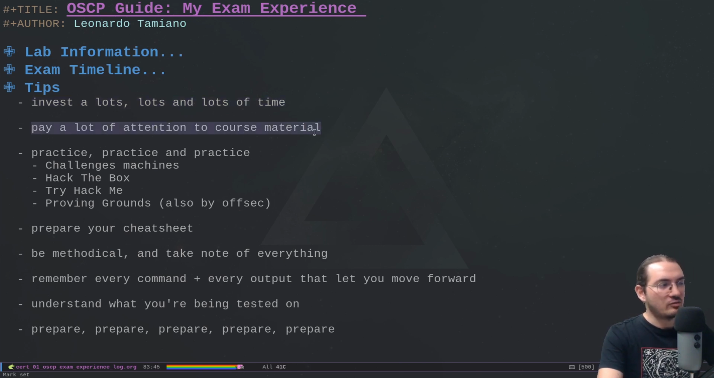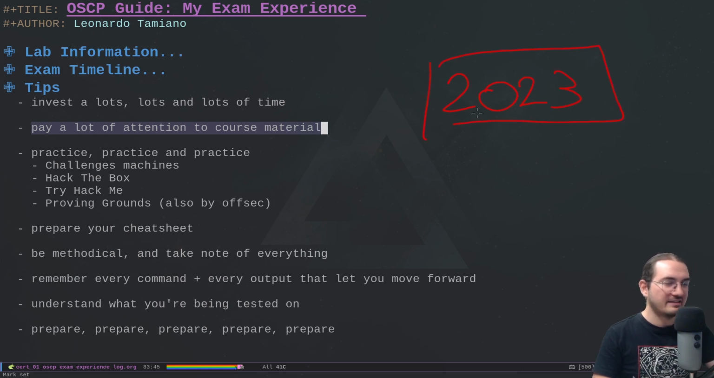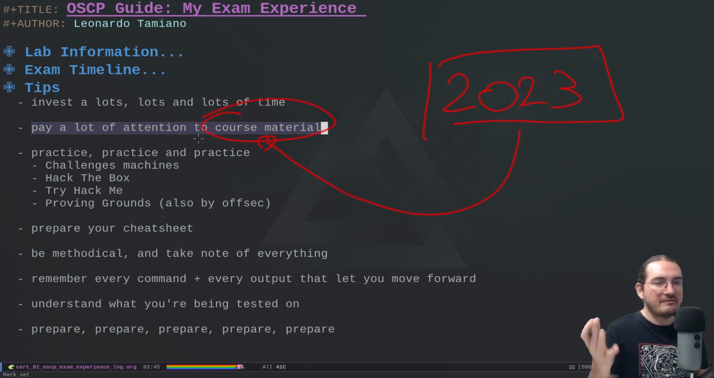Now, the second tip is to pay a lot of attention to the course material. Now, OSCP has seen various revisions with respect to course material. From my personal experience, taking the 2023 version, which was recently updated, I can say that with respect to the exam content that I found, everything was detailed in the course material. Every technique was detailed in the course material. Maybe not necessarily every command, but the general idea was taught there, and then to bridge the gap with respect to what I found, a simple Google search did the rest.